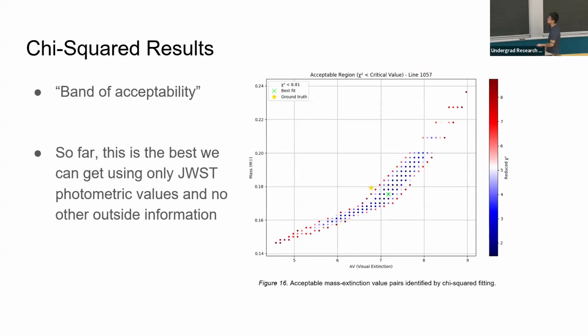So after we do that, we get this. We have this big band of masses and extinctions that could be a good fit, where that green X is our best fit. That yellow star is an estimation from another study. So it's pretty, I'd say that's kind of consistent.